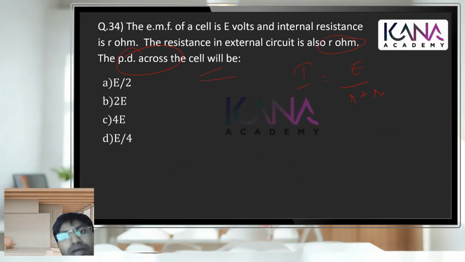So here, given that the capital R is equal to the internal resistance R, the total is just R plus R, so I equals E by 2R. Okay, the terminal voltage V is equal to I times R external. So I can be written as E by 2R, and R external is also R, so it will be E by 2. So it's option A.